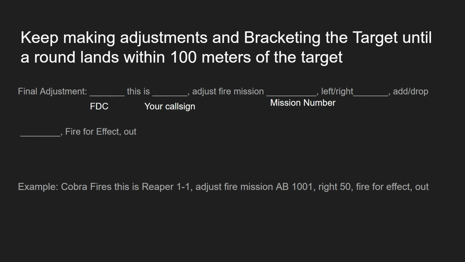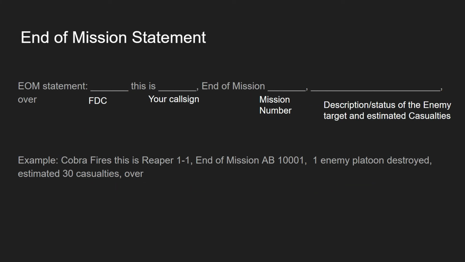After firing for effect, you will need to give an end of mission statement. This should be a quick assessment of the fire mission. An example would be, "Cobra Fires, this is Reaper 1-1, end of mission Alpha Bravo 1001. One enemy platoon destroyed, estimated 30 casualties, over." FDC will acknowledge the call for fire is complete.